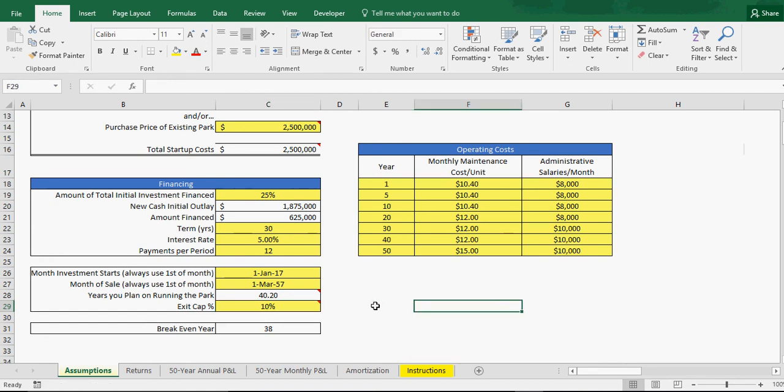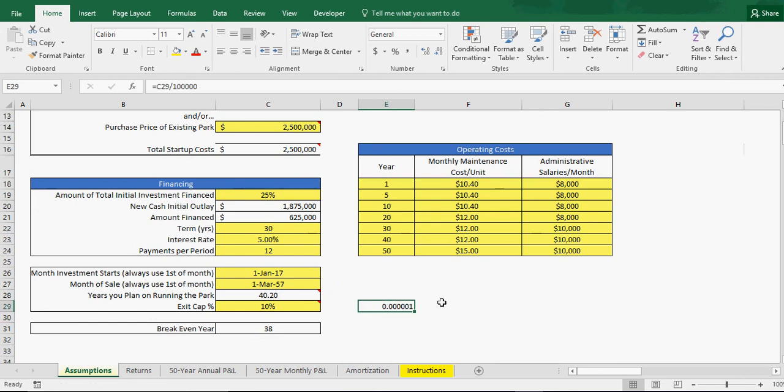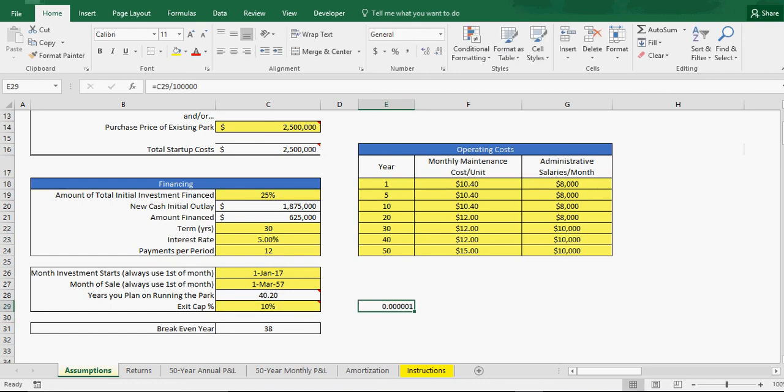So let's say your net operating income is $100,000 a year. If you're doing a 10% cap, that's going to value your park at $1 million. And you can see that takes this number divided by NOI. Say it's 100,000. Oops, sorry. That's going to take 100,000 divided by the exit cap. And that gets you $1 million in that scenario. So that flows through to the monthly, 50-year monthly and 50-year annual.